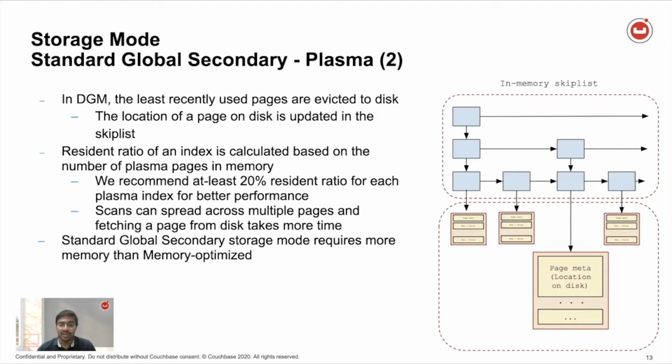So having at least 20% of the plasma pages in memory should be able to serve the scans with decent performance. When the index data of all the indexes can reside in memory, then the standard global secondary mode requires more memory quota than the memory optimized storage mode. And we'll see why this is the case in the next set of slides.